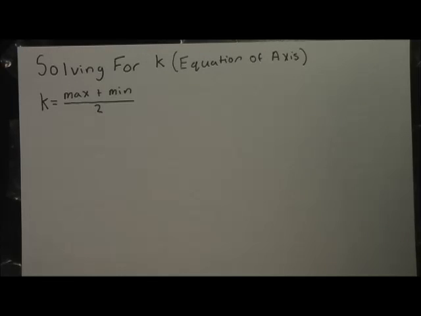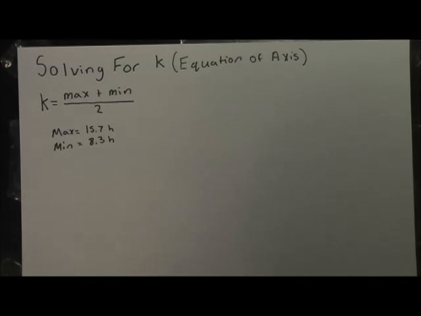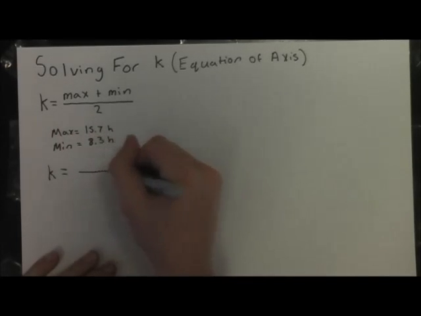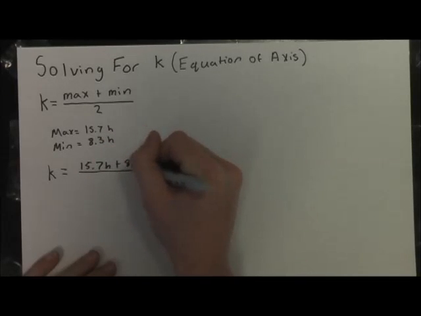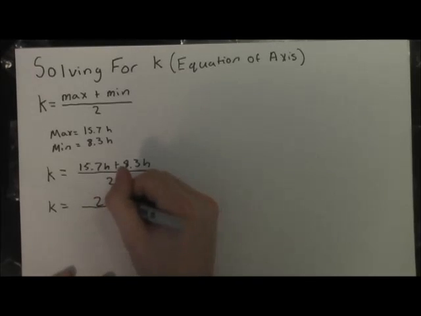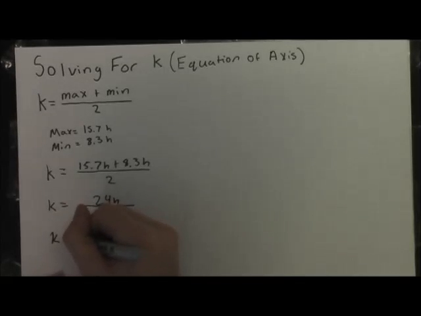In order to solve for k, we must use the equation k is equal to max plus min divided by 2. Since the max and min values were given to us in the question, all we need to do is plug them into the equation. Therefore, we get k is equal to 15.7 hours plus 8.3 hours divided by 2. k is then equal to 24 hours divided by 2. k is equal to 12.